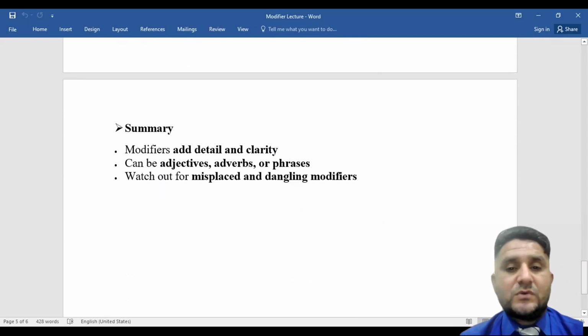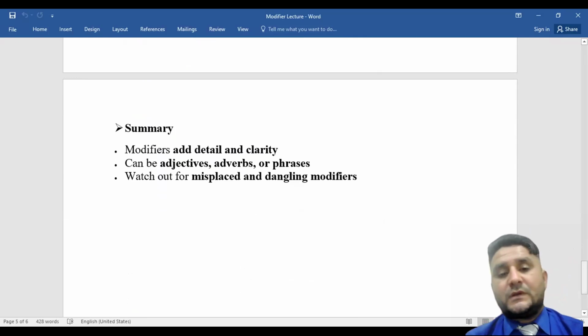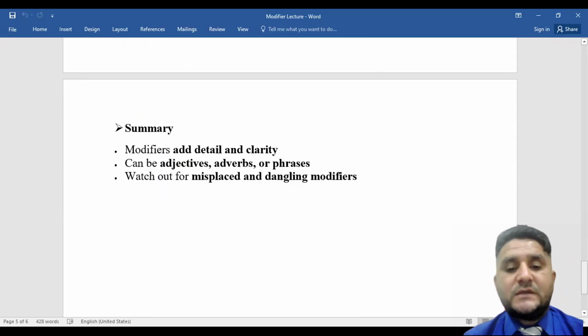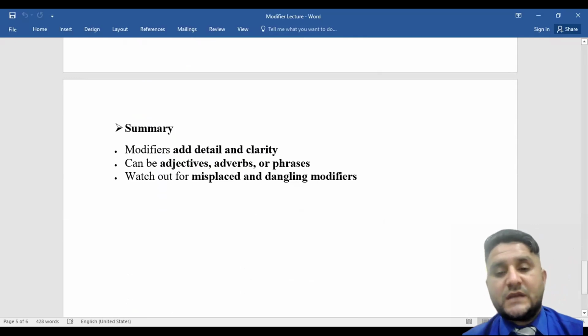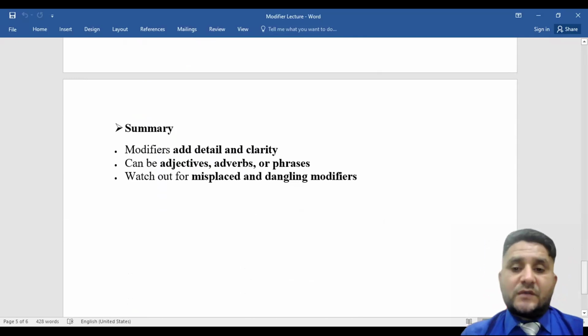Finally, to understand modifiers, we have to keep in view that they add detail and clarity. Modifiers can be adjectives, adverbs, or phrases. For a deeper understanding, we have to keep in view the misplaced and dangling modifiers that we discussed at the end. That's the end of this lecture.